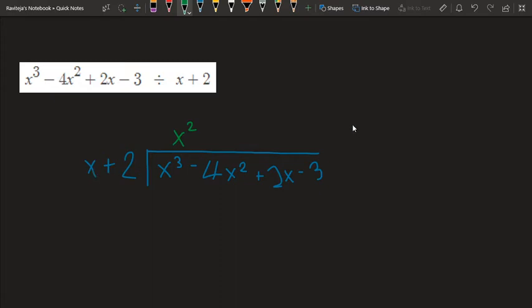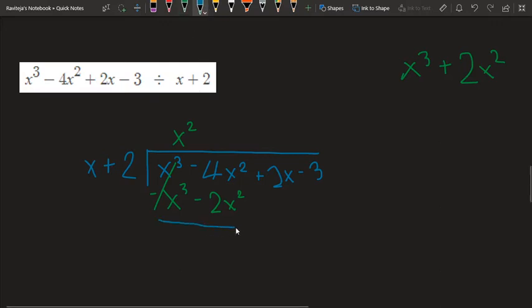So x plus 2 times x squared gives us x cubed plus 2x squared. And remember, since we're subtracting, we want to reverse our signs, which would give us minus x cubed minus 2x squared. Okay, cool. So now these two terms would cancel out, and then we would have negative 4x squared plus negative 2x squared, which is negative 6x squared. And we'd also bring down our plus 2x and minus 3.